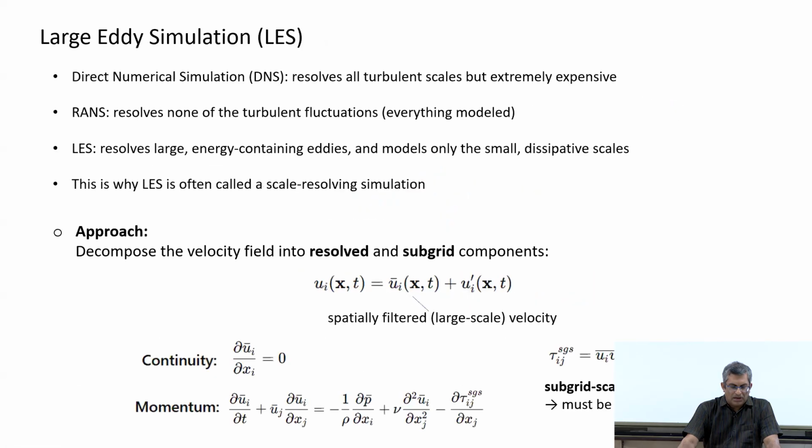Then the third approach for turbulence modeling is large eddy simulation. Now, we know that in case of direct numerical simulation, we resolve all turbulent scales, but it is extremely expensive. In case of RANS, it is blind to the turbulent eddies. Basically, it considers turbulence as u dash only, and you are modeling directly for this.